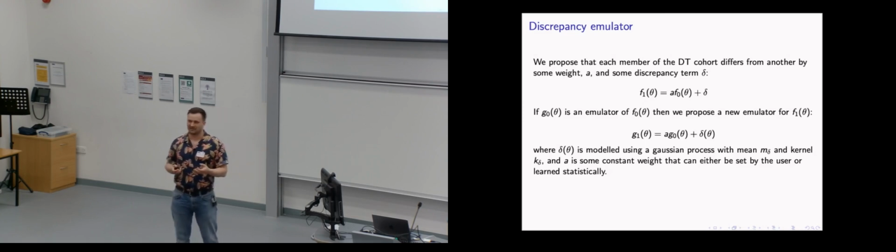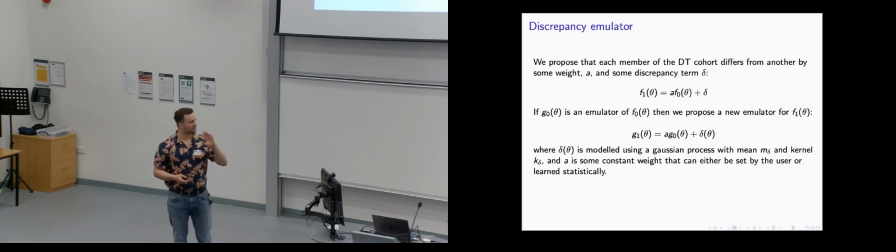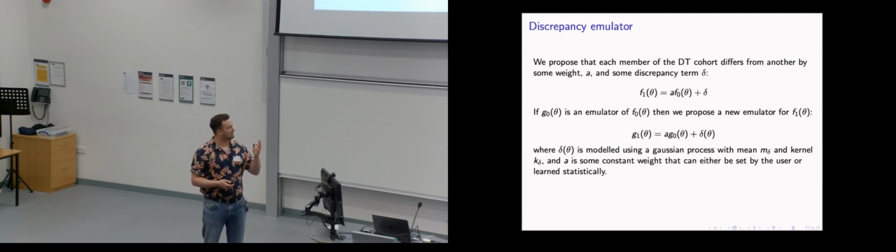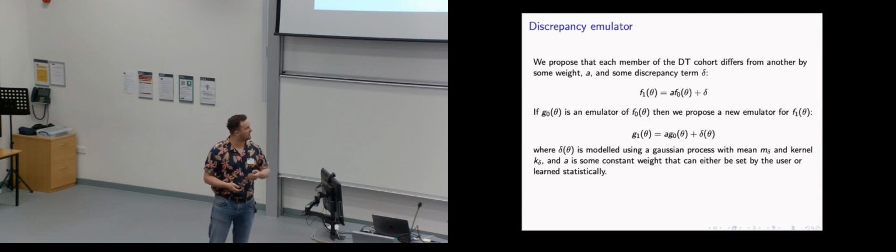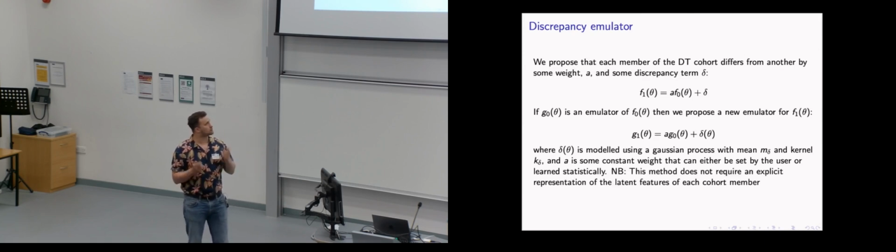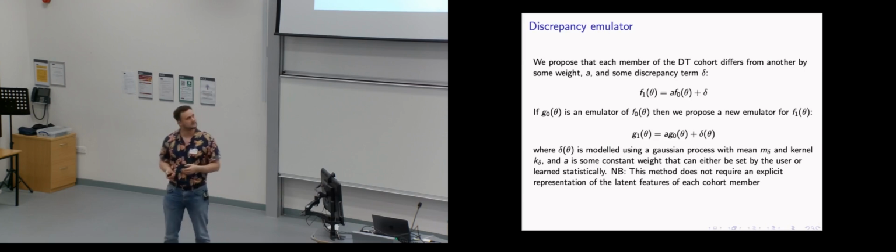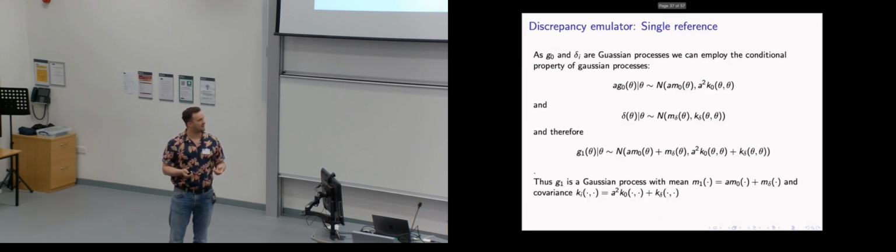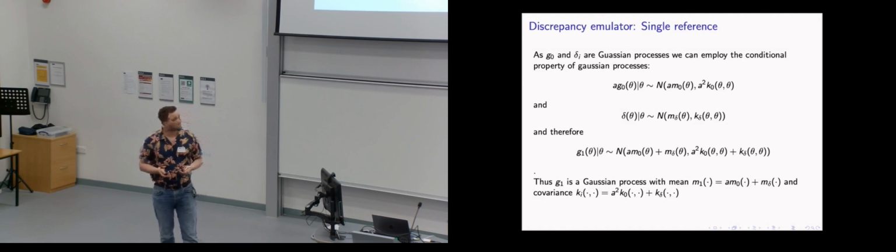So our new emulator is just A times our old emulator plus this discrepancy term. We'll also say the discrepancy term is a Gaussian process, because we love to say that things are Gaussian processes. Then you define your Gaussian process via a mean and a kernel. Also, just to mention that this is a method that doesn't require knowing those latent features. As this is just a sum of Gaussian processes, our new emulator is also a Gaussian process, where you just have to learn the hyperparameters for m delta and k delta.